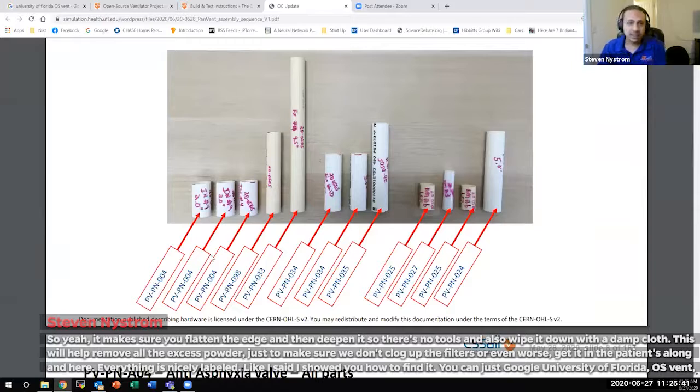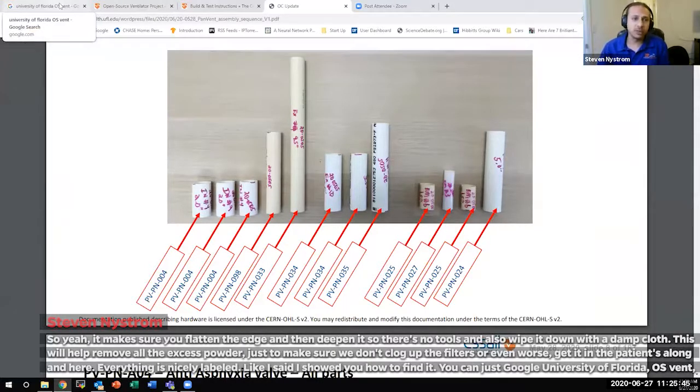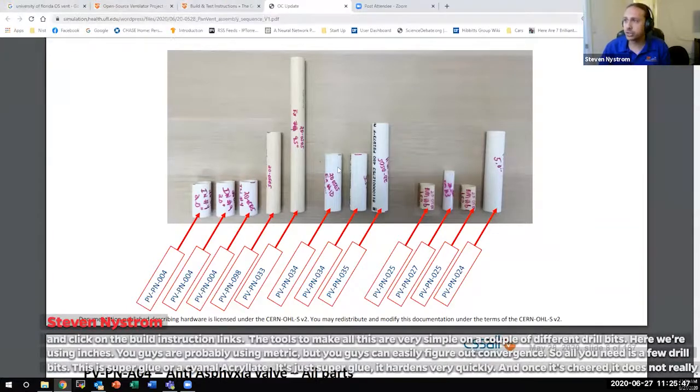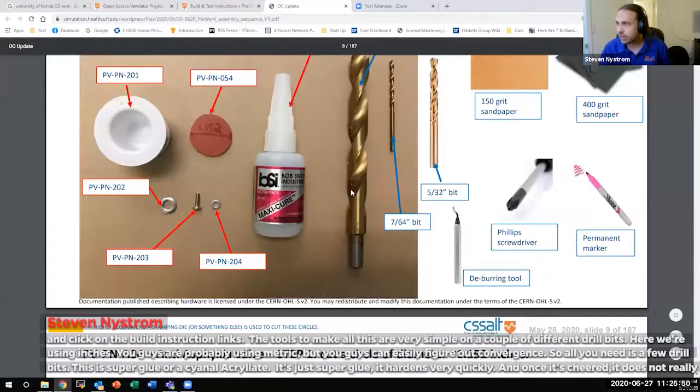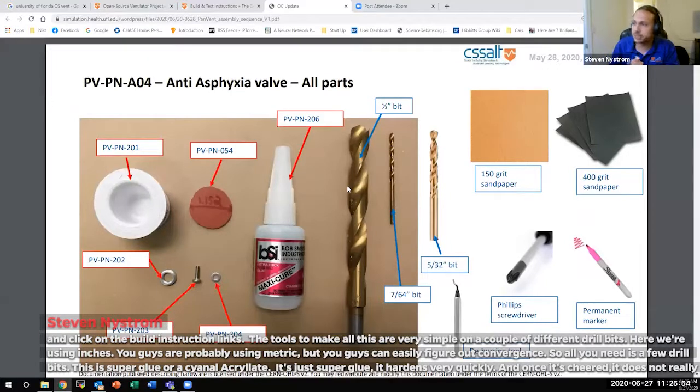And here everything is nicely labeled. Like I said, I showed you how to find it. You can just Google University of Florida OS vent and click on the build instruction links. The tools to make all this are very simple. A couple different drill bits. Here we're using inches, which you guys are probably using metric, but you can easily figure out conversions. So all you need is a few drill bits.